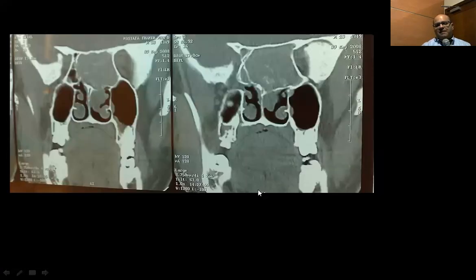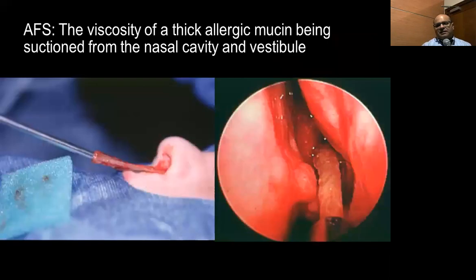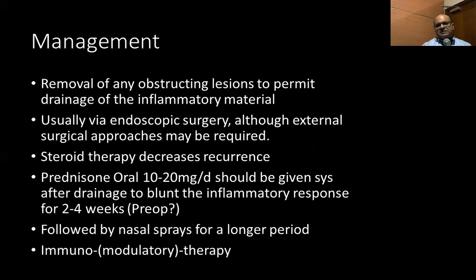And here's another example of allergic fungal sinusitis, a huge mass causing mass effect, with likely cranial nerve palsies. The viscosity is a thick allergic mucin, and that's what you get. Management is surgical removal, and then, as stressed by Dr. Mahmoud, steroids. So we give them steroids systemically or inhaled. And then you call Dr. Muhammad Larnaout when they get diabetes. He's ready. He's awake right there.